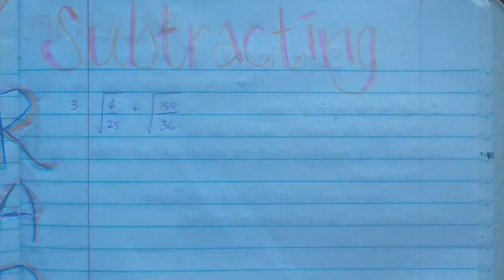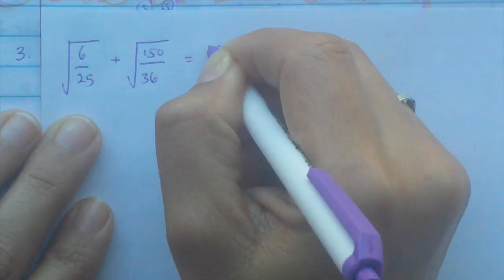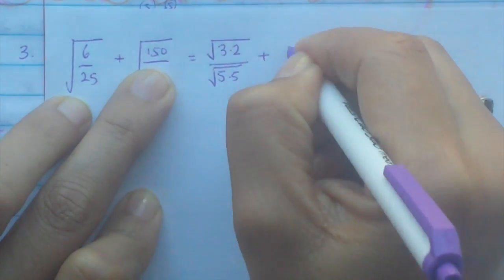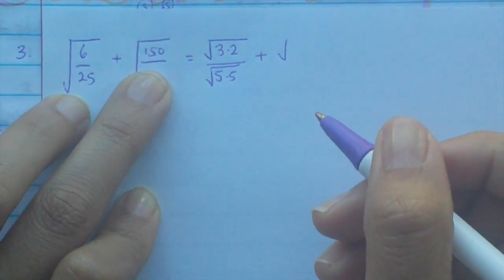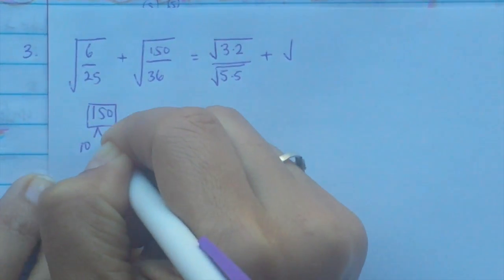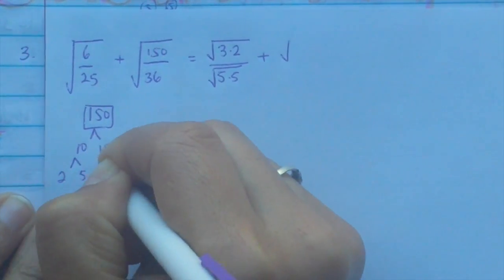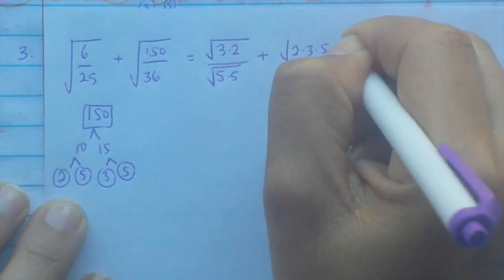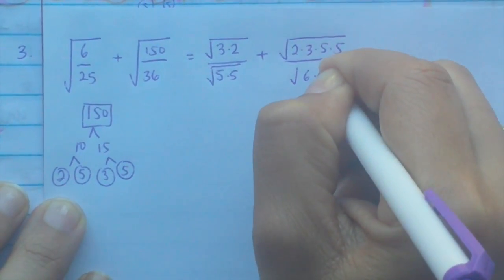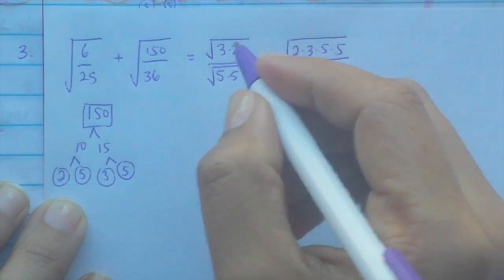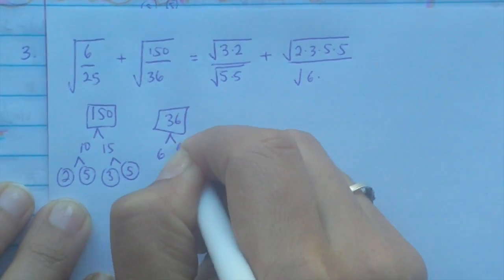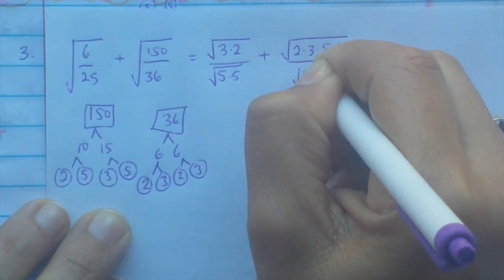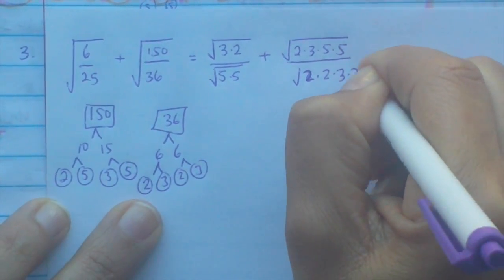Again, you can only combine them if they have the same index and the same radical. Break everything down, so that's 3 times 2, that's 5 times 5. Break the 150 down. I'll do it on the side. 150 breaks into 10 and 15, which breaks into 2 and 5, 3 and 5. So we're going to replace that with, in order, 2, 3, 5, 5. Break the 36 into 6 times 6, which breaks down to 3 times 2, 3 times 2. I'm just going to put them in order, so it's going to be 2 times 2 times 3 times 3.